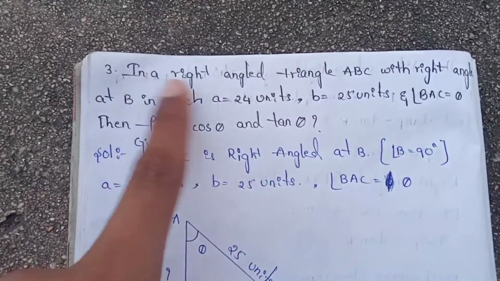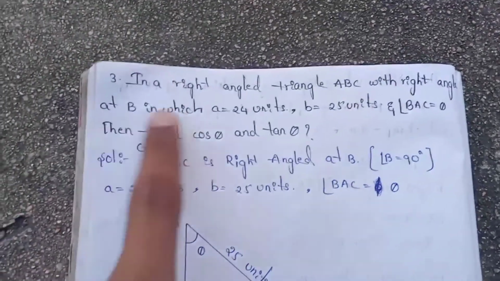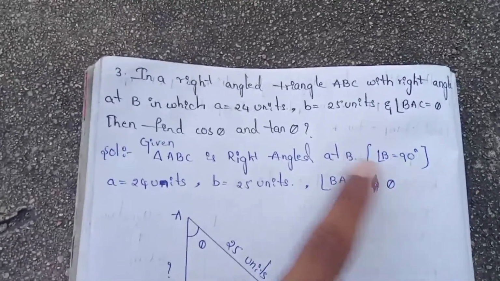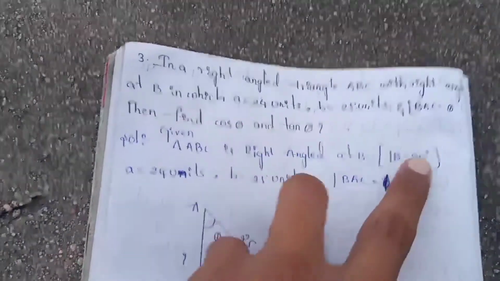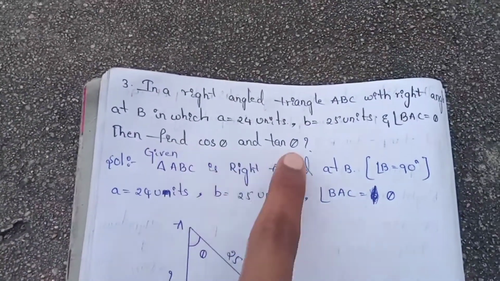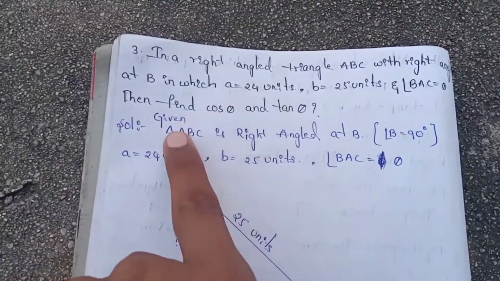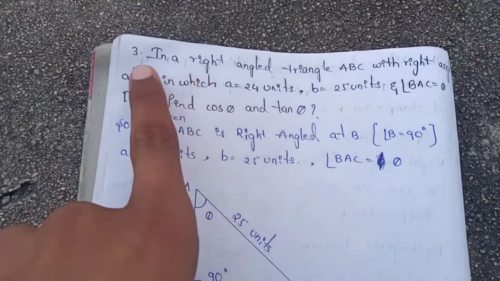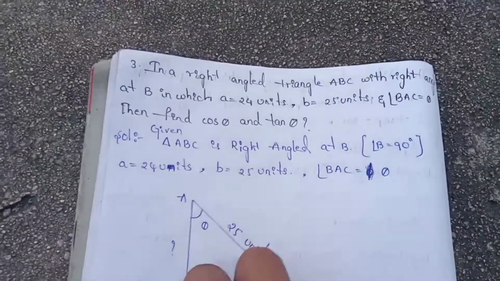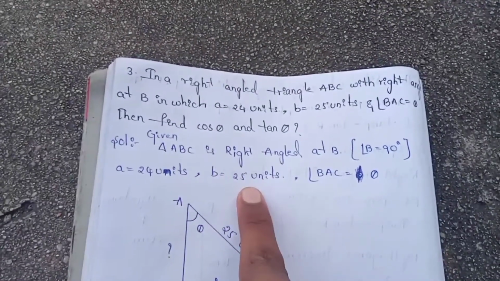Next one, the third one. In a right angle triangle ABC with a right angle at B, in which A is equal to 24 units and B is equal to 25 units and angle BAC is theta. This is known as theta. Then find cos theta and tan theta. See what is given here. ABC is a right angle triangle, with B the right angle. That means angle B contains 90 degrees, and A is equal to 24 units, B is equal to 25 units.